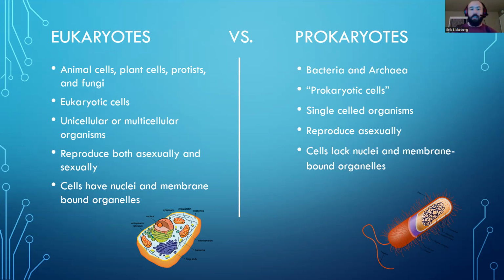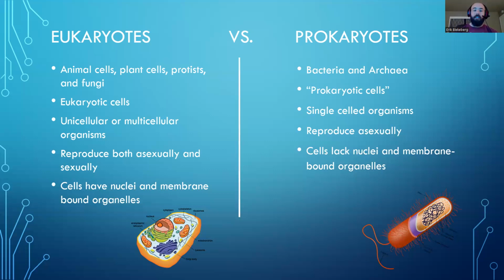Contrast that with a prokaryote cell. Prokaryotes are bacteria and archaea. These are the prokaryotic cells, and they're single-celled organisms themselves. They don't evolve into other things. They just stay as bacteria, and they reproduce asexually by themselves, just reproducing over time.